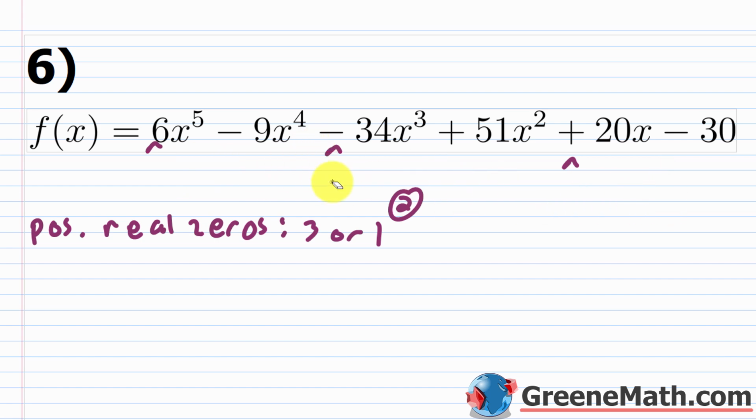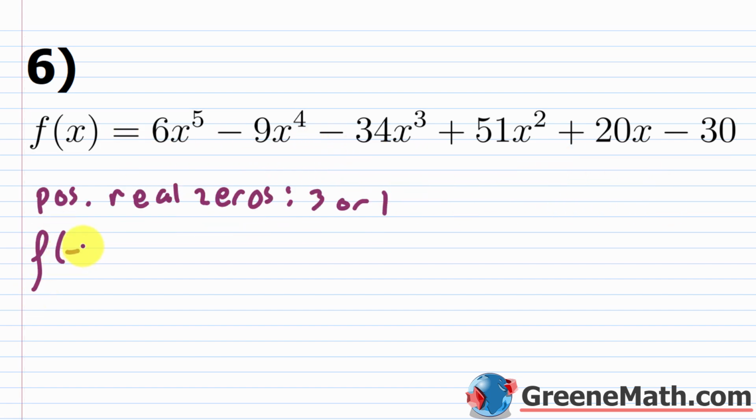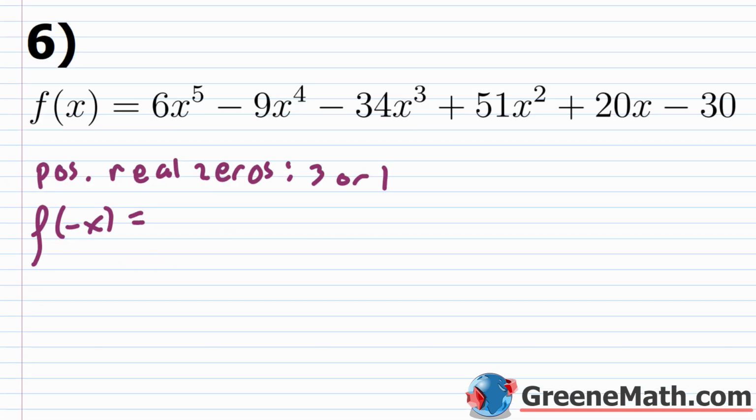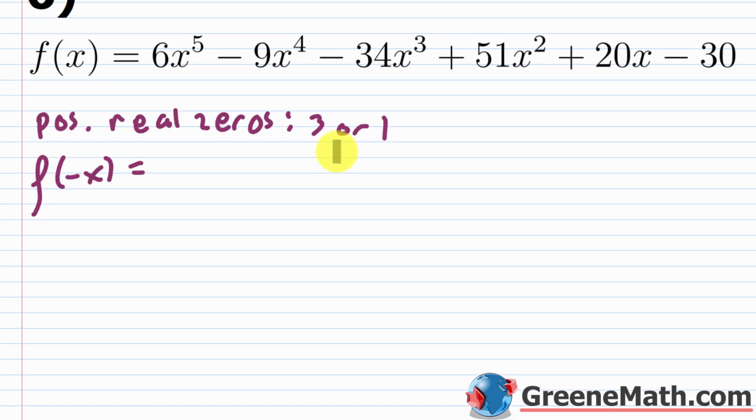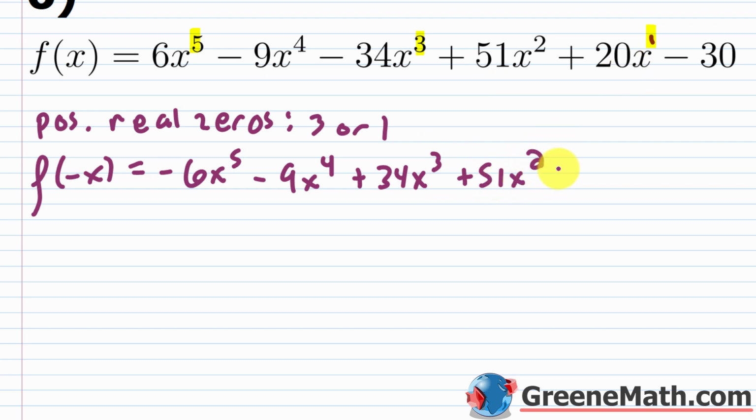Then when we look at f of negative x, again, anywhere where you have an odd exponent, the coefficient is going to change sign. So right there, and again, let me write a 1 in right there. So this is crystal clear, so right there. So we're going to have, this is going to change, so negative 6x to the 5th power. This is the same, so minus 9x to the 4th power. This is going to change, so plus 34x cubed. And then this right here will be the same, so plus 51x squared. This is going to change, so minus 20x. And then we have minus 30. Okay, so how many sign changes do we have? This is negative, but then this is positive.